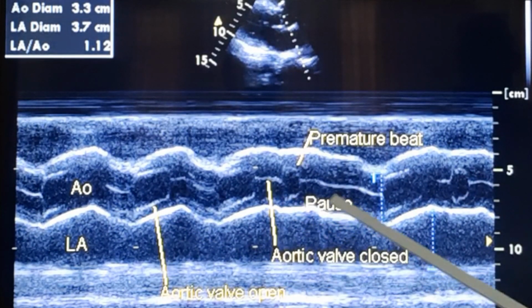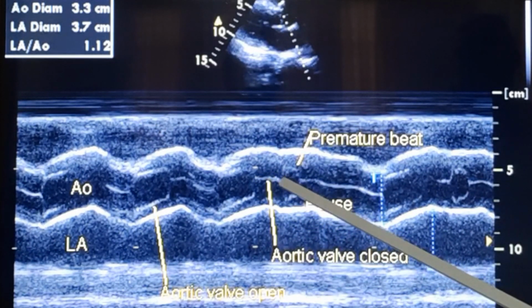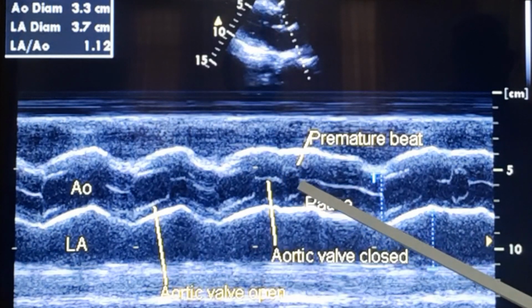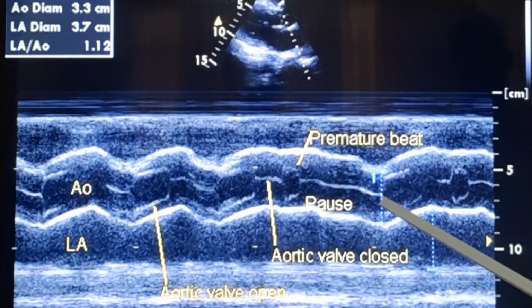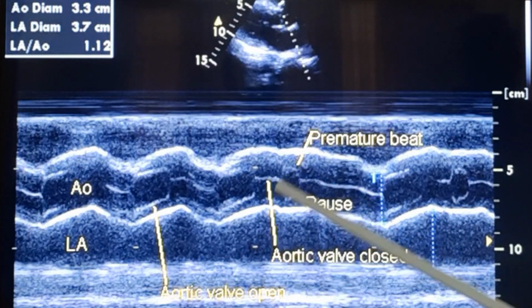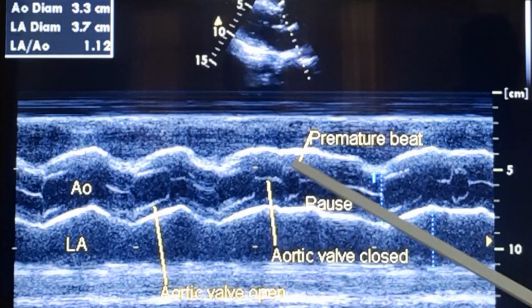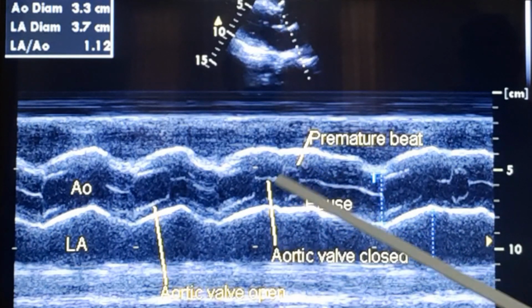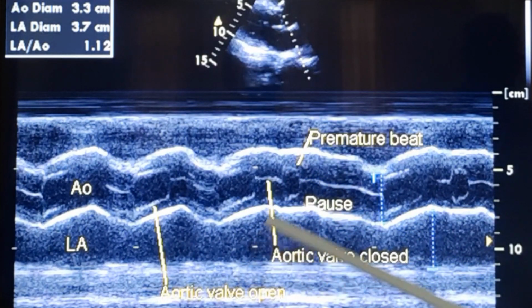This is due to an ectopic beat. We can see that the beat has occurred early, and the opening time is also less. Opening excursion is also less, and there is a pause. This is because the previous diastole is short, so the cardiac output, or rather stroke volume, during this particular beat is lesser. That is why there is lesser opening and shorter duration also. So this is a premature beat.